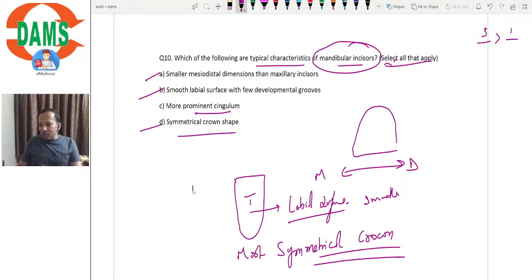In fact, the mandibular lateral incisor has a slight distal tilt of the crown. The crown is slightly twisted on its axis, right? Apart from that, the crown more or less appears symmetrical. So as compared to the maxillary incisors, the mandibular incisors have a more symmetrical crown. So the correct options would be A, B and D. Except for C, all are correct. Clear?